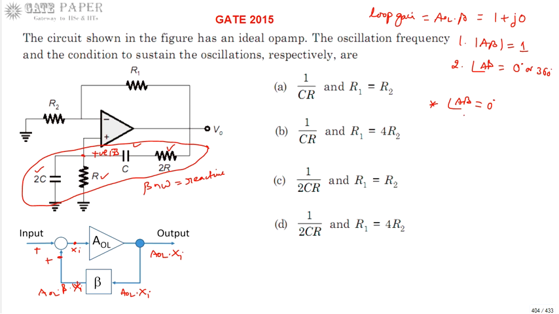Using the phase criterion we will calculate the frequency of oscillations, and using the magnitude criterion at this frequency we will get the condition for oscillations. For both of these, what you require is A into beta. So from this we will find what beta is.